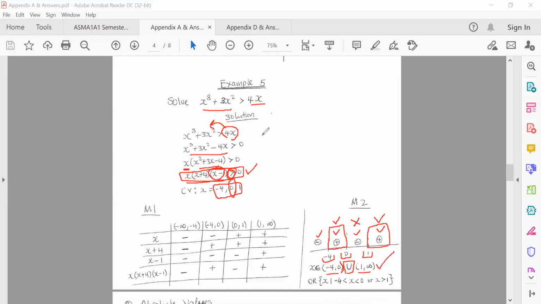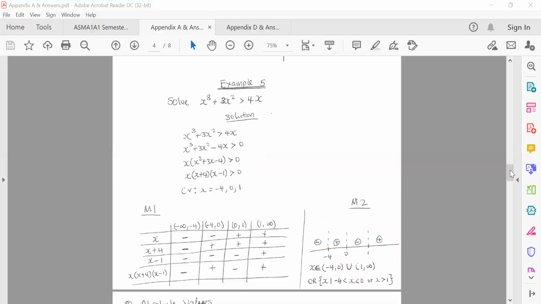So please, you follow all the steps. Show me the number line. Please don't skip the number line. Most of your marks are allocated for the number line. All right. You can't just move from here straight to this final answer. Show me the number line or show me your table method if you prefer to use your table method. Show me something. All right.